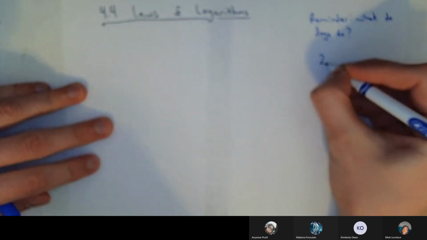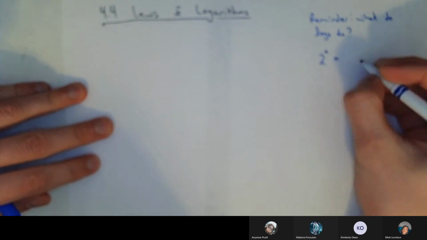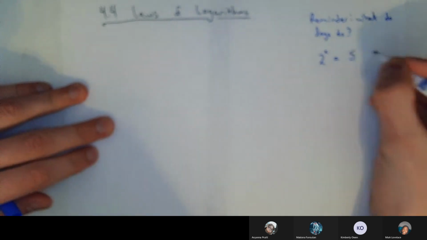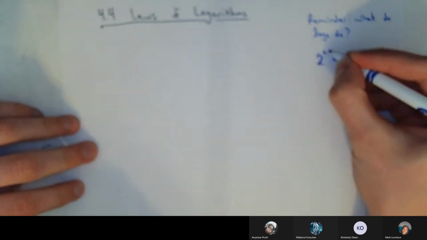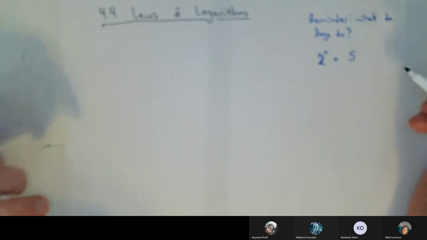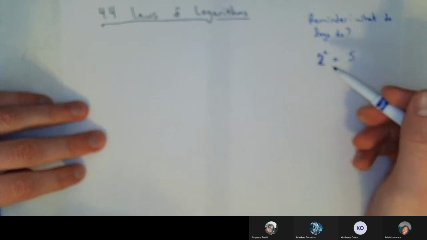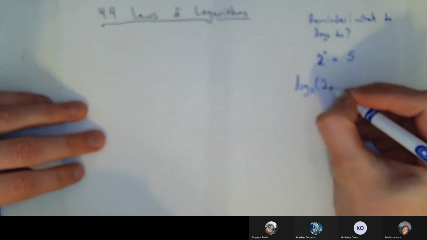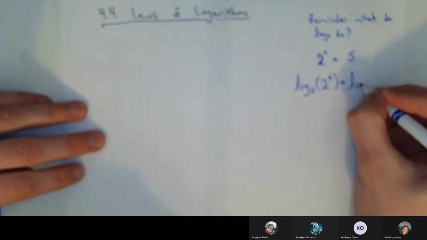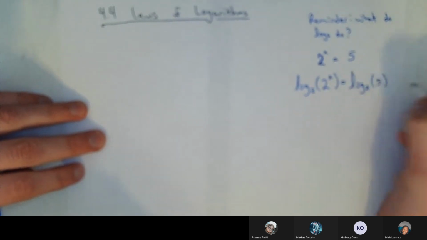If I have some equation like 2 to the x is equal to, I don't know, 5, where the variable is buried up in the exponent position, then what I do is I need to introduce a log on both sides with the matching base, so a base of 2 in this case, because the base of the exponential function here is 2. I introduce a log base 2 on both sides. Log base 2 of 5.